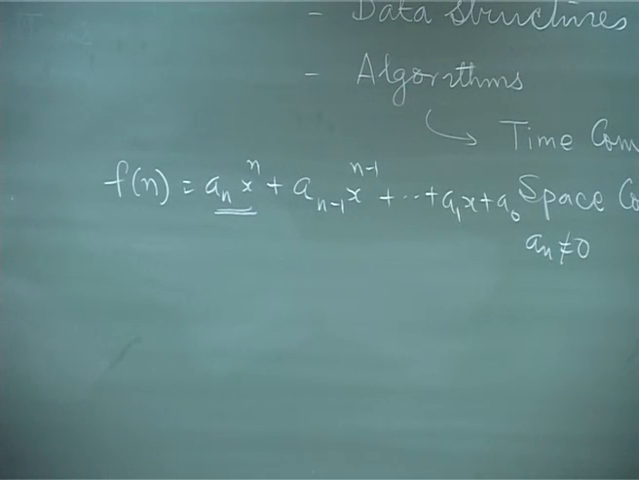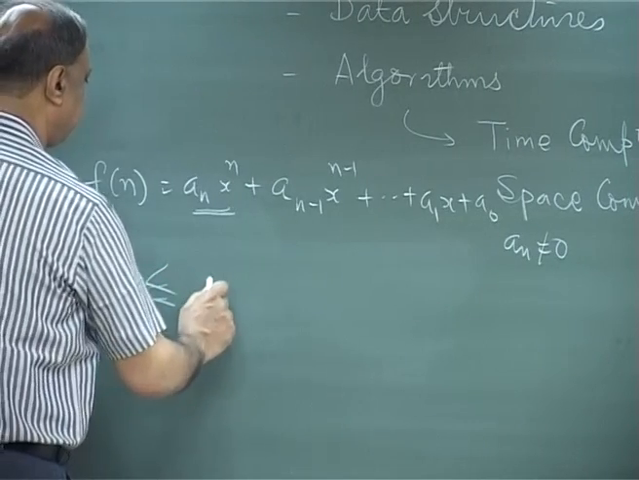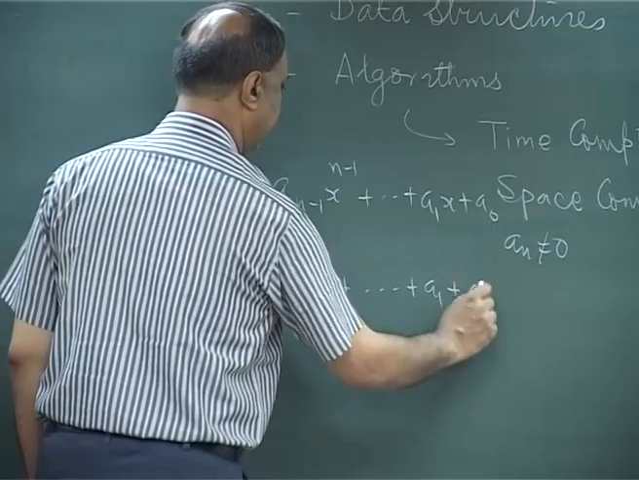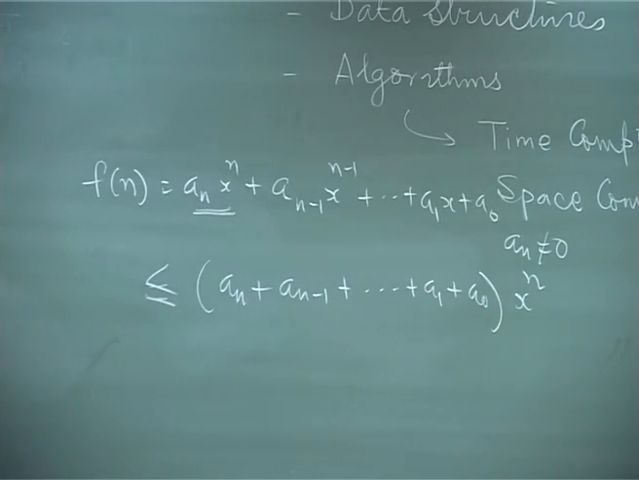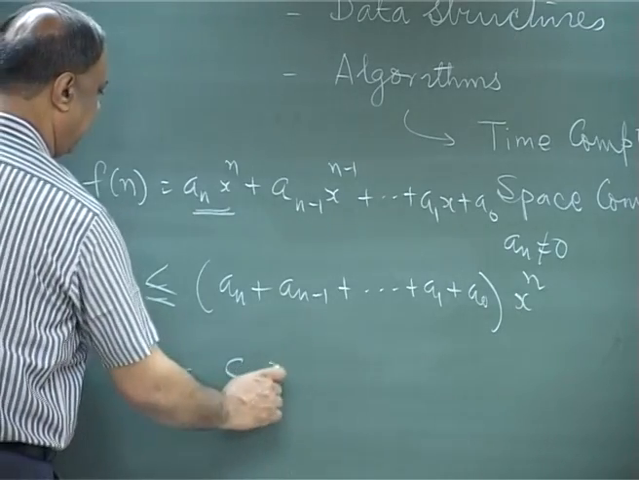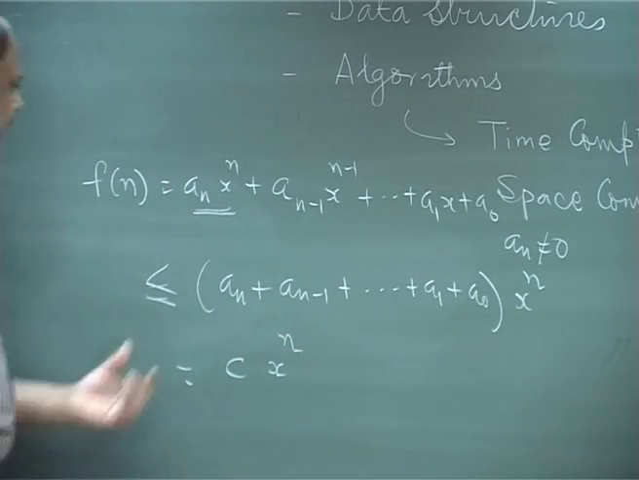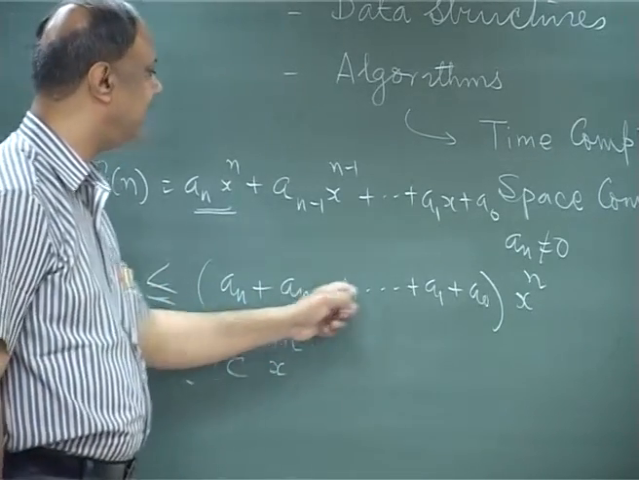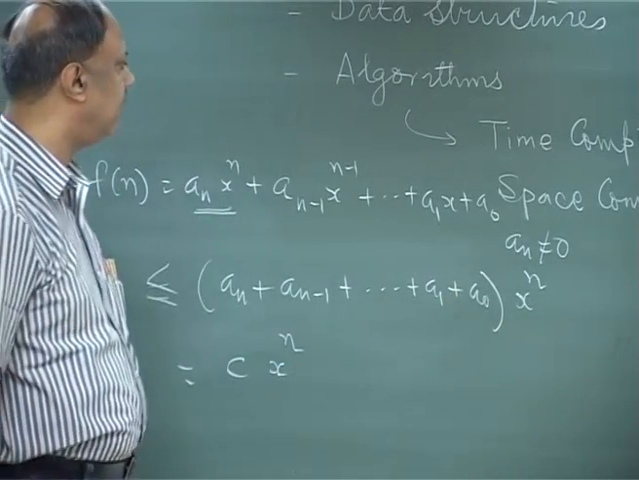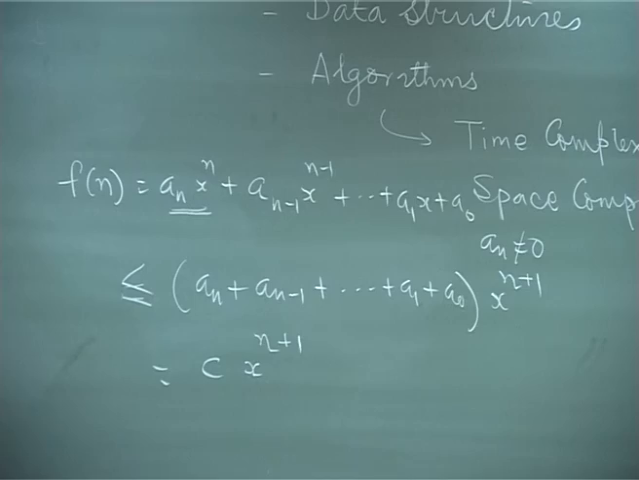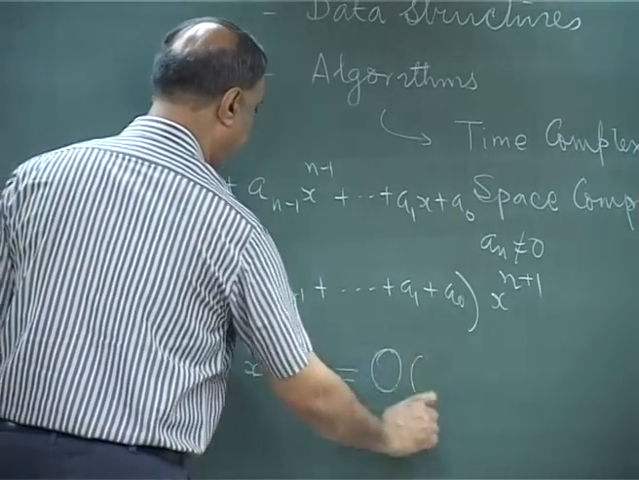So, suppose I want to find out the worst case complexity, I can find out by this is less than equals to an plus an minus 1, a1, a0 times x to the power n. Agree? Now an minus 1, a1, a0 are constants, so I can write c times x to the power n. One thing you have to keep in mind, I can write this is less than equals to this only provided they are all positive numbers. Otherwise, I should write n plus 1 here. Agree? So if it is the case, I can write this is O x to the power n plus 1.